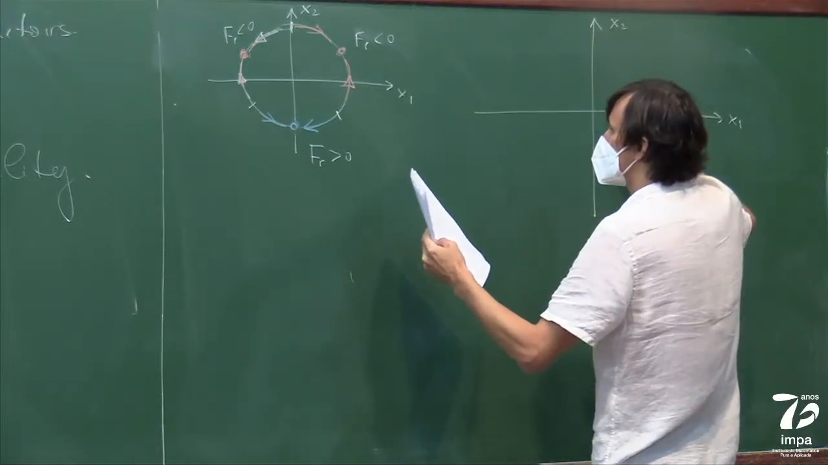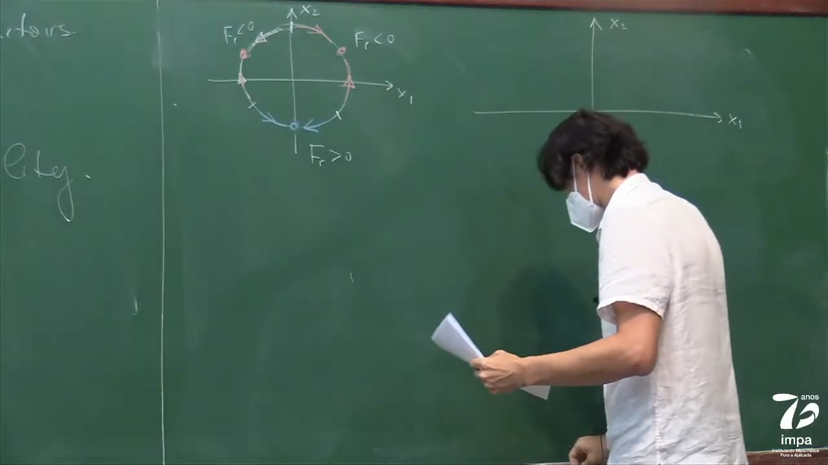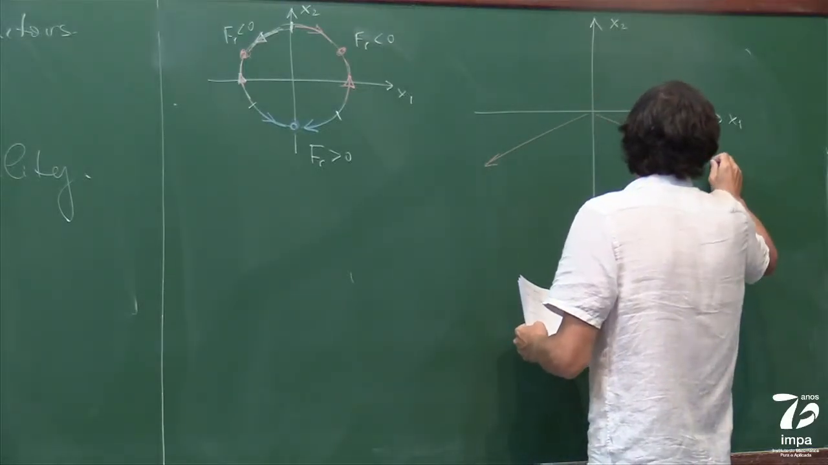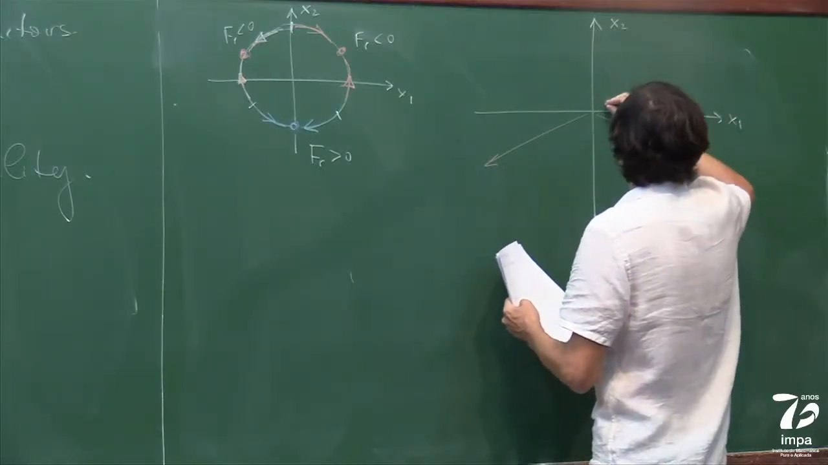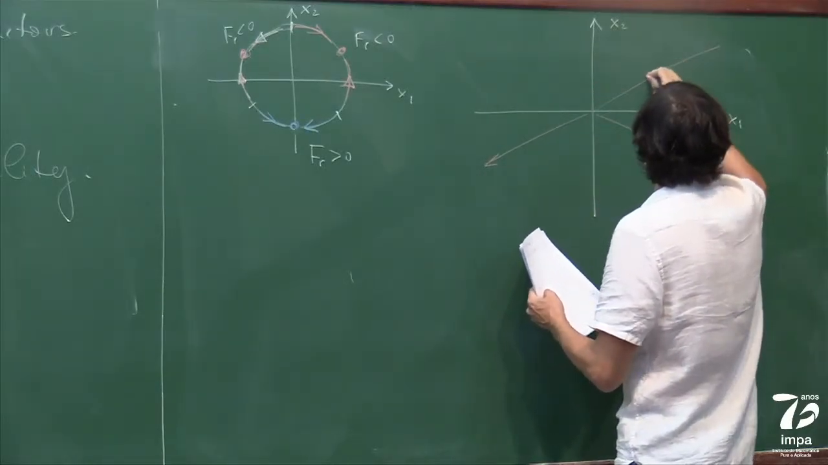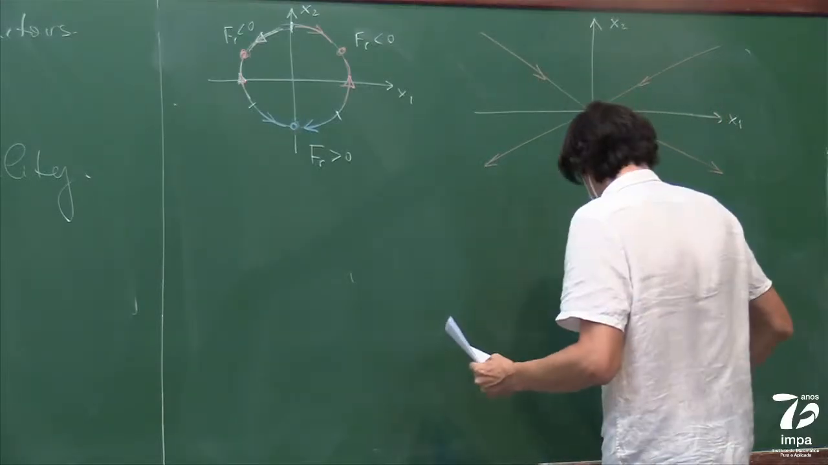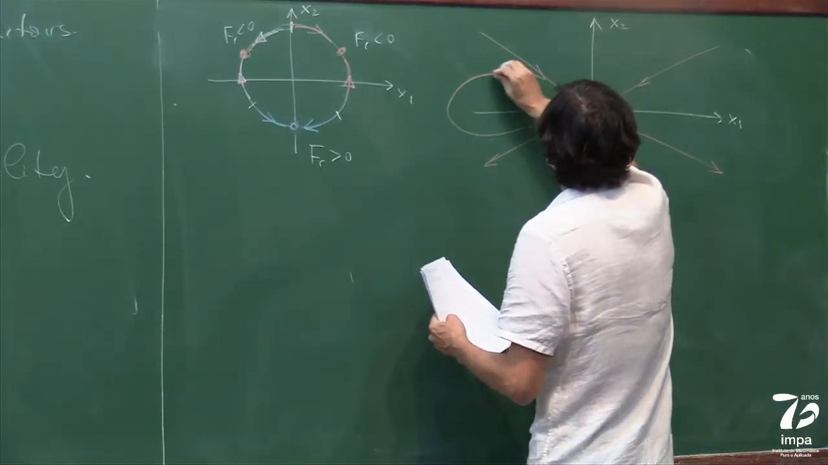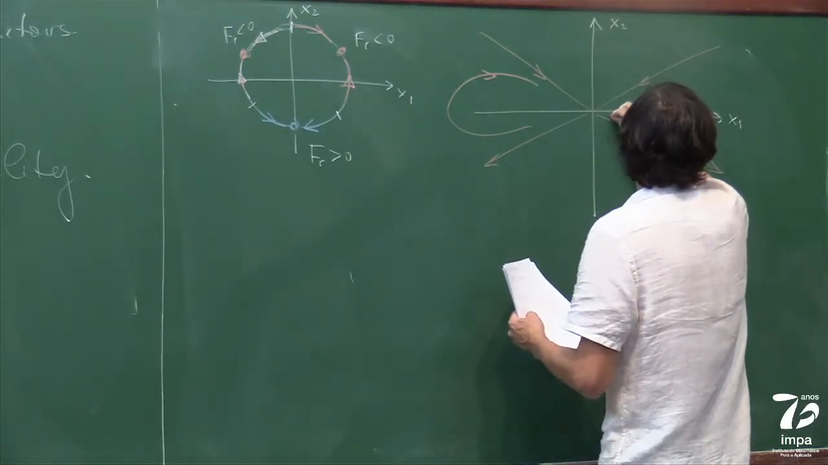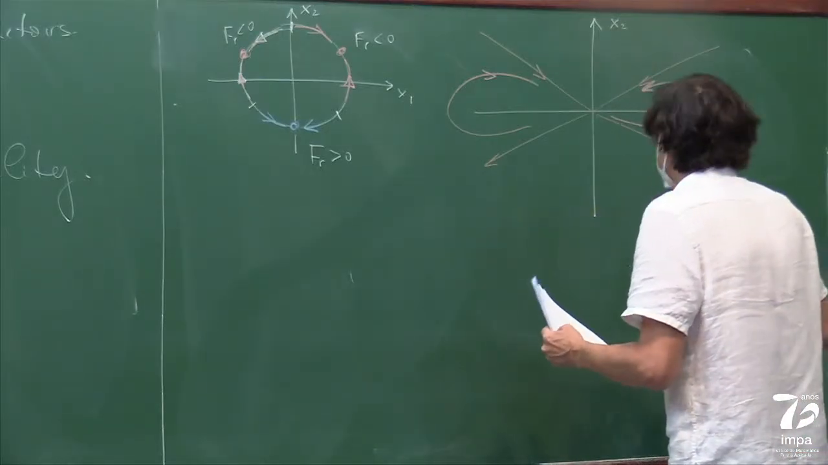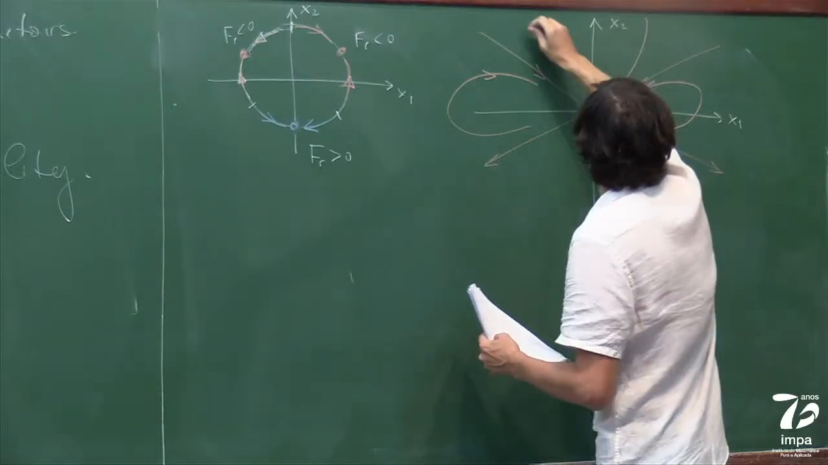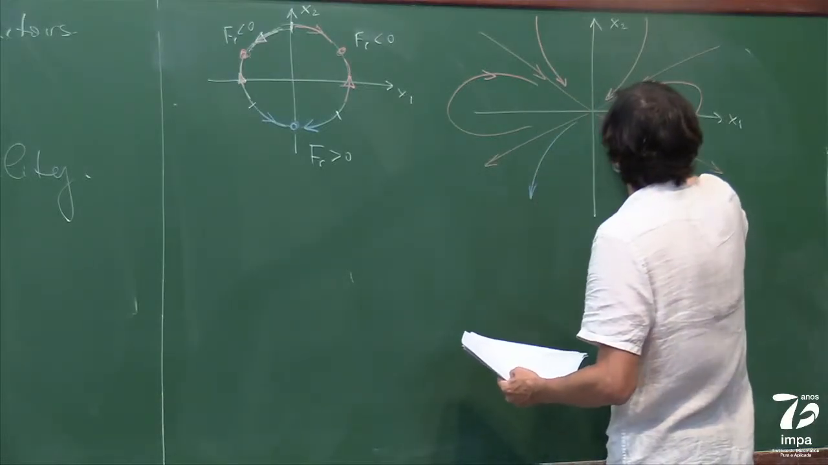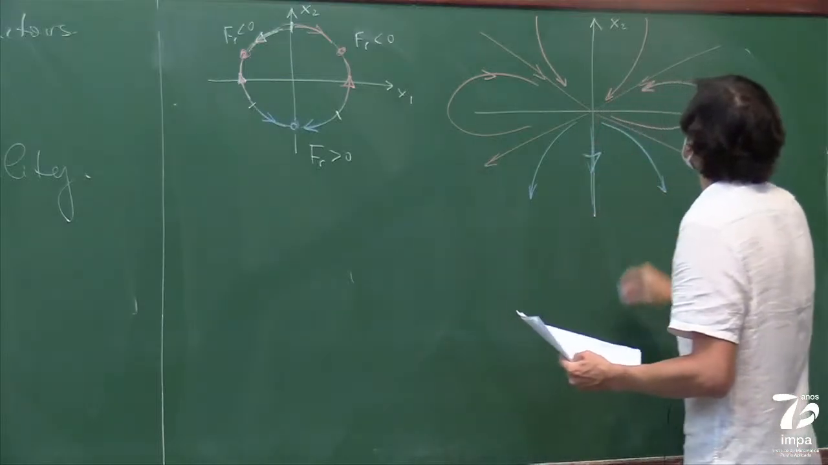They will correspond to straight lines. So there will be a solution like this, a solution like this, a solution like this, and there will be solutions like this. And then there will be solutions like this. And these are all solutions of this system with a singularity.